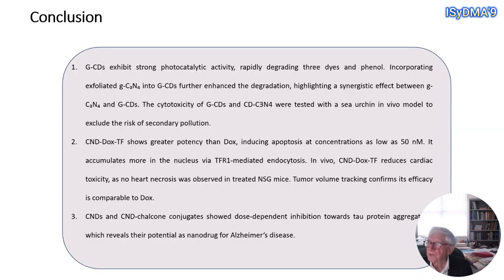So in summary, we have three consequences of what we have shown. The carbon dots have good photocatalytic activity, and also the carbon nitride dots. Second point is the carbon dots doxorubicin transferrin is a huge possibility for the inhibition of lymphoma cancer cell. And finally, we have shown that the cyclone conjugate has a huge effect related to the tau protein and also the amyloid protein.